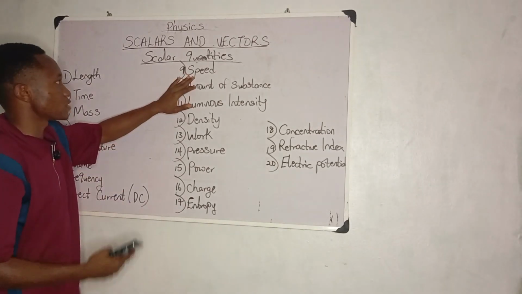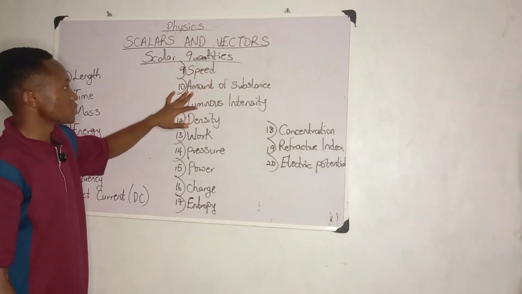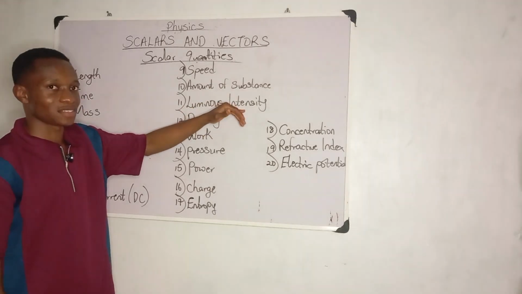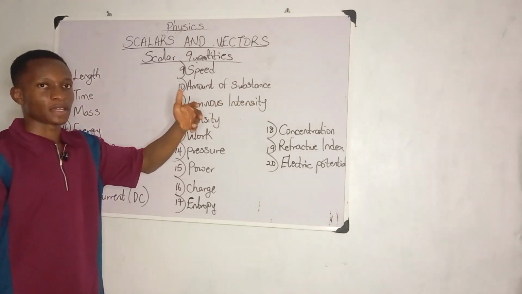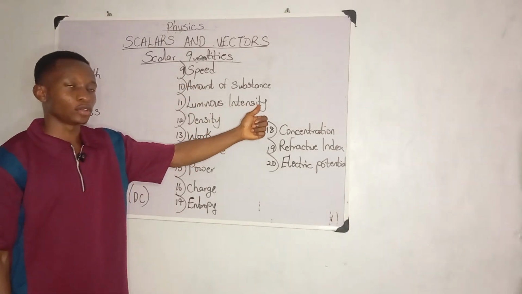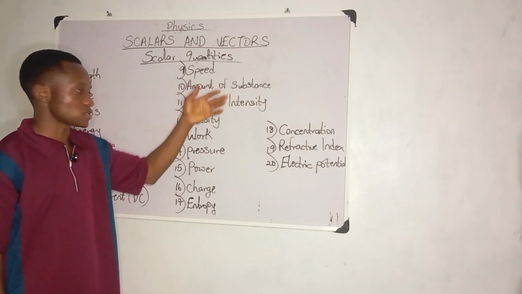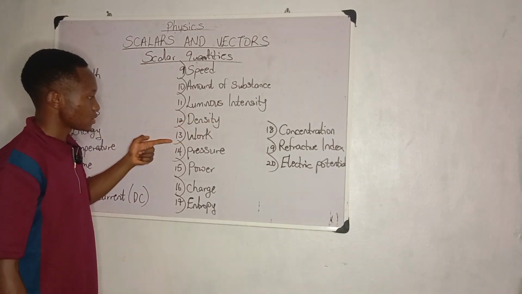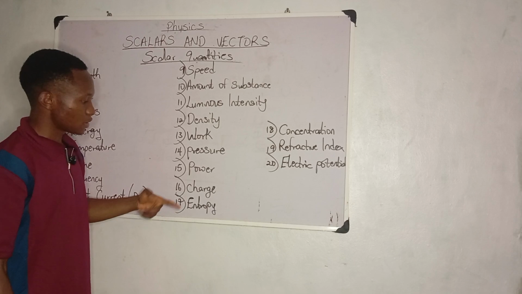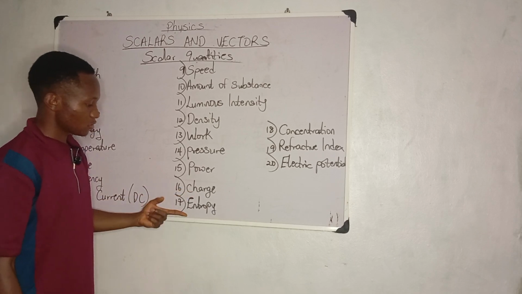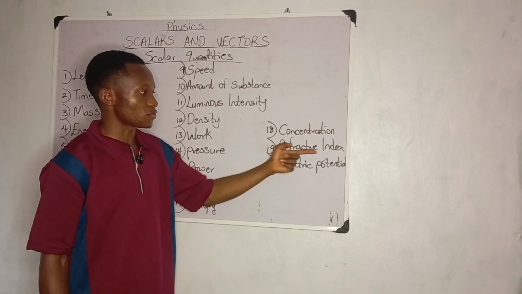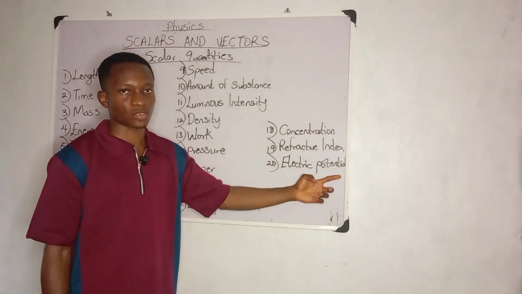So, go over to speed. This is speed. This is amount of substance. Luminous intensity, its SI unit is candela. So go back to my other video, you're going to see where we made a video on fundamental and derived quantities. The next one is density. The next one is work. The next one is pressure. The next one is power. The next one is charge. This is entropy. This is concentration, this is refractive index, and this is electric potential.